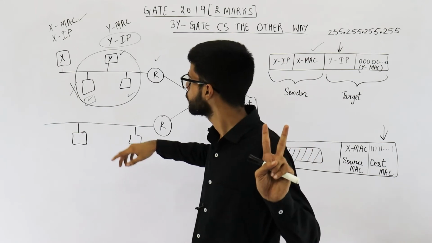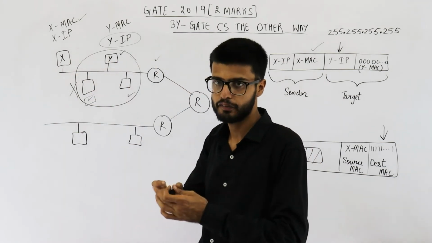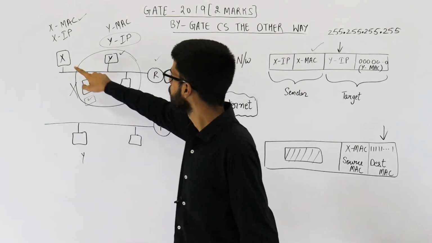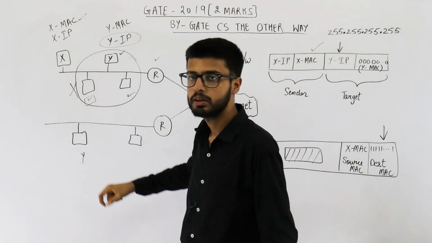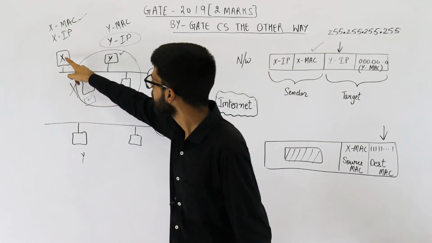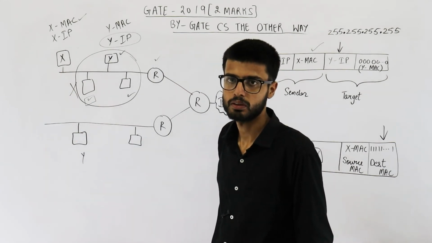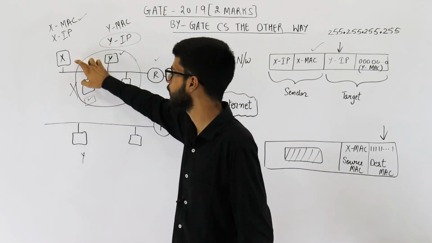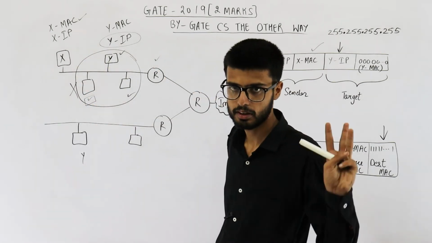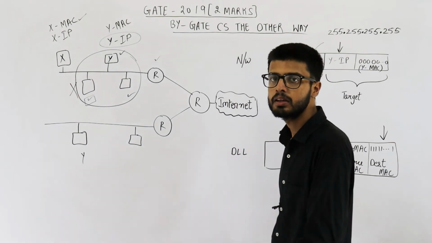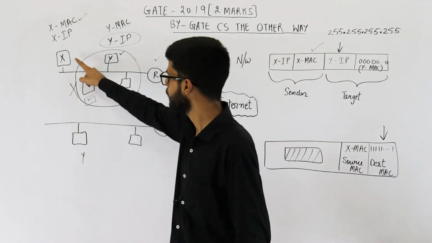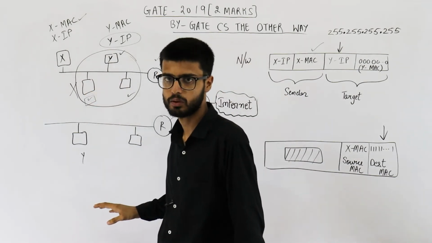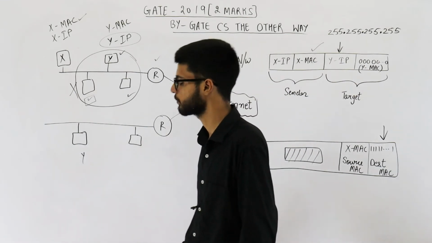The third possibility is X and Y are in different networks. Suppose this machine is Y. Now X and Y are in different networks, but it is possible that X thinks they are in the same network. So even though they are in different networks, X might think that they are in the same network. This is the third possibility. And as you might have guessed, the fourth possibility is they are in different networks and X knows this fact. X thinks that they are in different networks and they are actually in different networks.